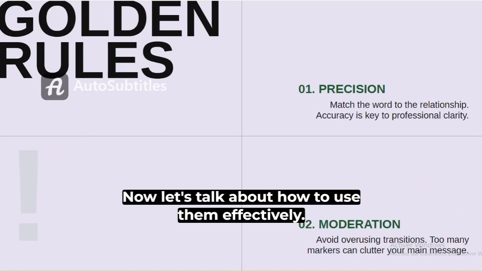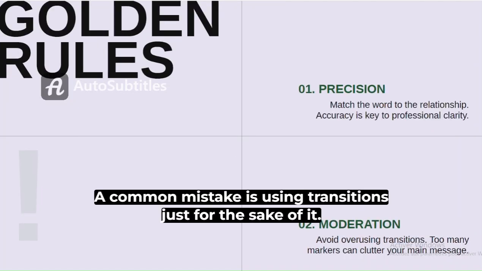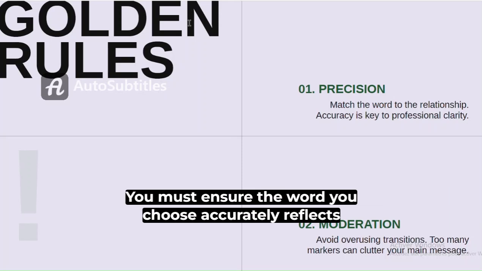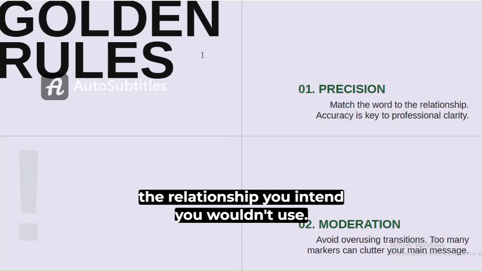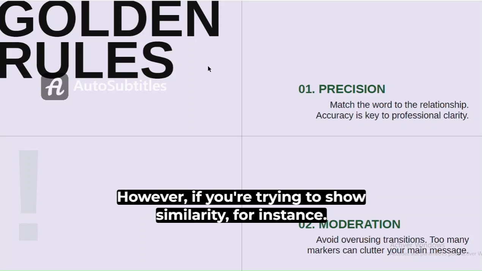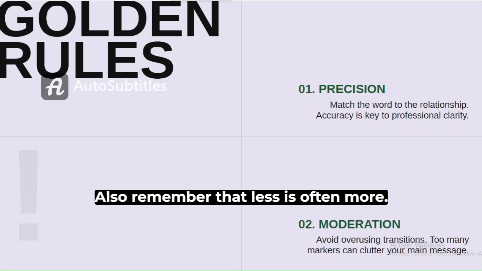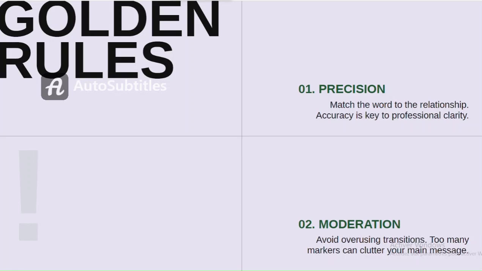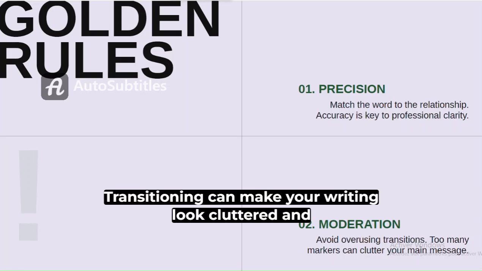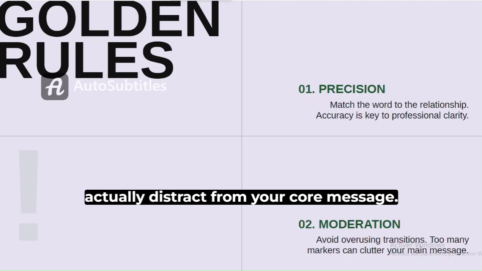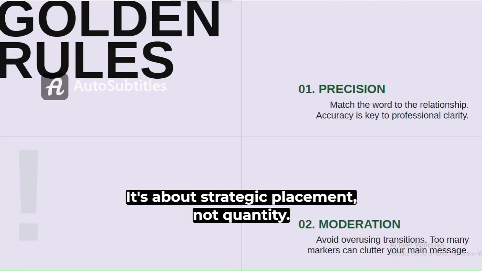Now let's talk about how to use them effectively. A common mistake is using transitions just for the sake of it. You must ensure the word you choose accurately reflects the relationship you intend. You wouldn't use however if you're trying to show similarity, for instance. Also, remember that less is often more. Over-transitioning can make your writing look cluttered and actually distract from your core message. It's about strategic placement, not quantity.